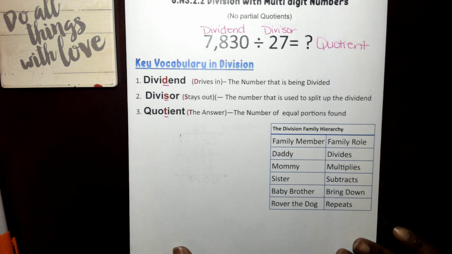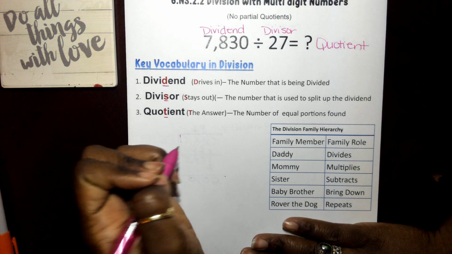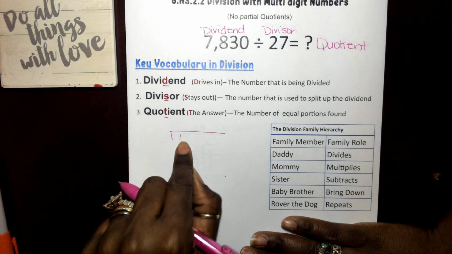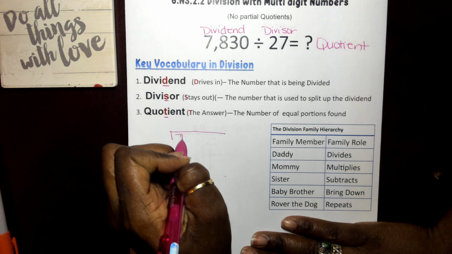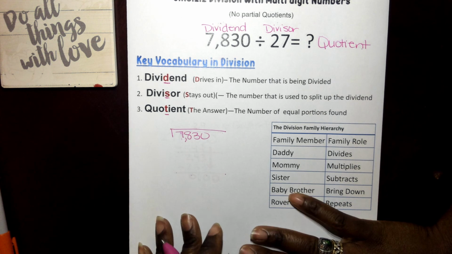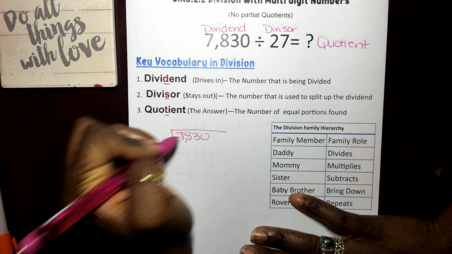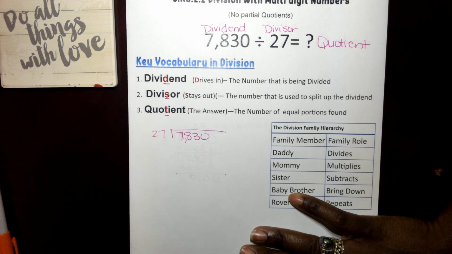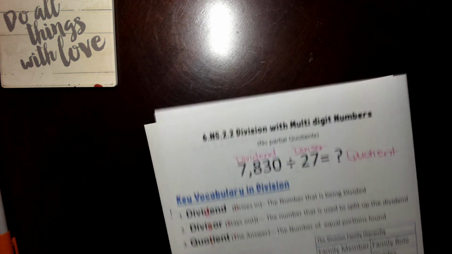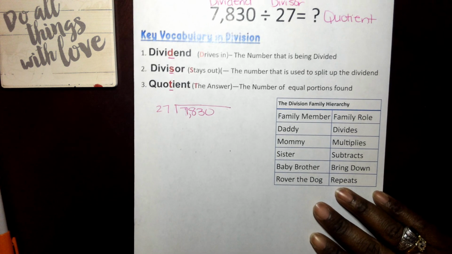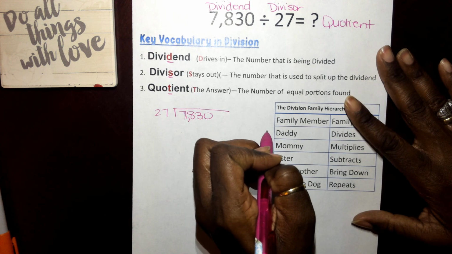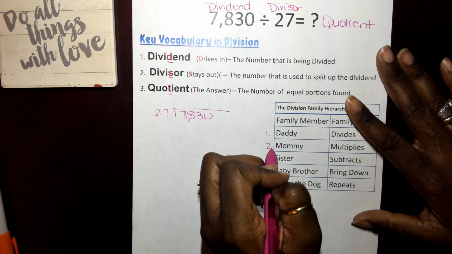All right. And so we're going to set up our problem. We'll have our long division house. And remember, our dividend goes in, and our divisor stays out. So the 27 will be outside of the house. Okay. And then when we do our division, there are 5 steps.